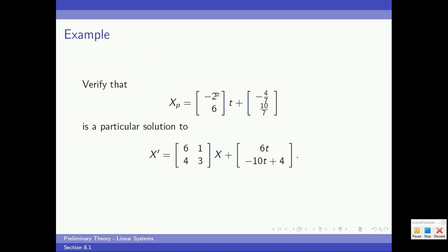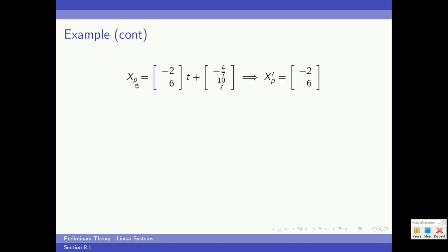So if I want to verify that this thing is a particular solution to this system, then we do just like before. To verify it's a solution, I'm going to plug this in everywhere I see x. So here I'm going to take the derivative of it, that's what's going to go on the left hand side. I'm going to multiply it by this matrix, and then I'm going to add this part to it. The derivative of constants are just 0, so this goes away. Here I have negative 2 times t, the derivative of that is just negative 2, derivative of 6t is just 6.